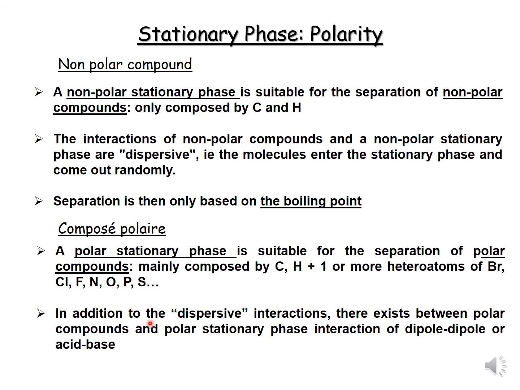In addition to the dispersive interaction, which also exists between polar compounds and a polar stationary phase, there are dipole-dipole or acid-base interactions due to the presence of the heteroatom. So you have to understand that for a polar or non-polar compound, we choose the same type of stationary phase. Non-polar compound, I choose a non-polar stationary phase. Polar compound, I choose a polar stationary phase.